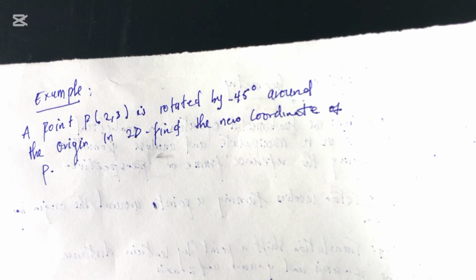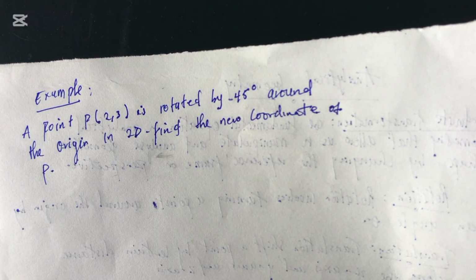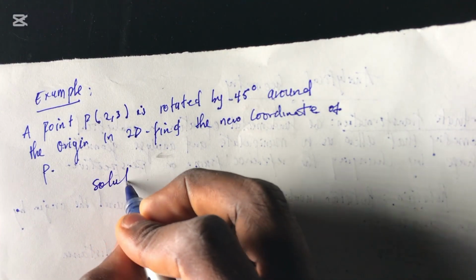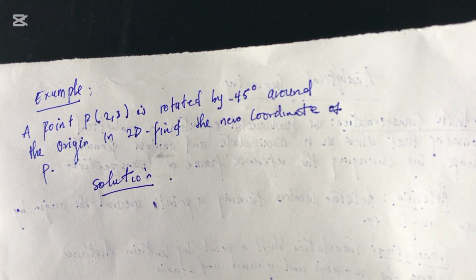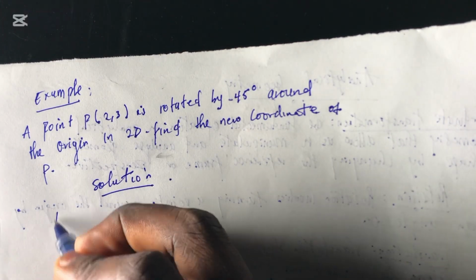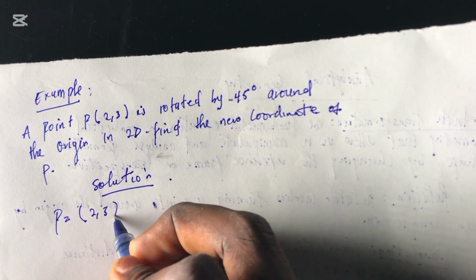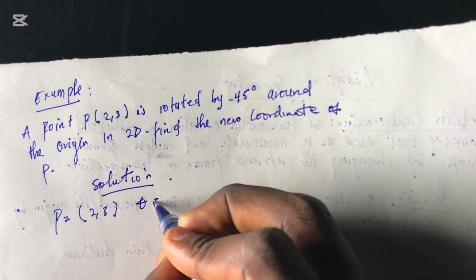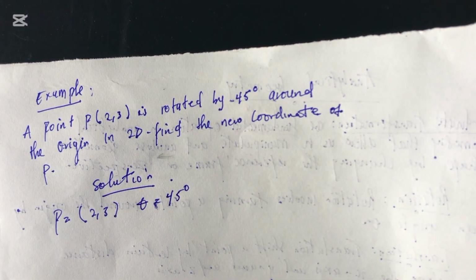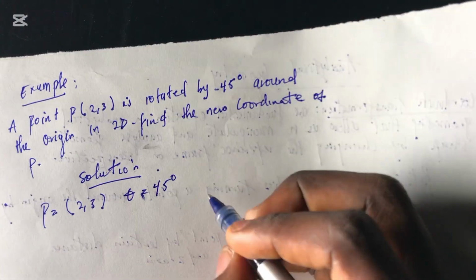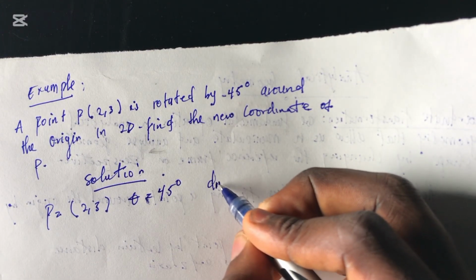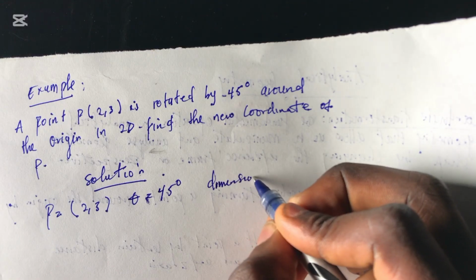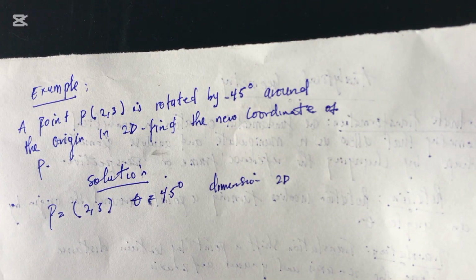All right, you can still remember the formula. This question is talking about rotation, and they ask us to find the new coordinate of P. So we have the solution here. The point P is given as 2 and 3, rotated by an angle theta equals 45 degrees around the origin in two dimension, 2D, and we find the new coordinates.